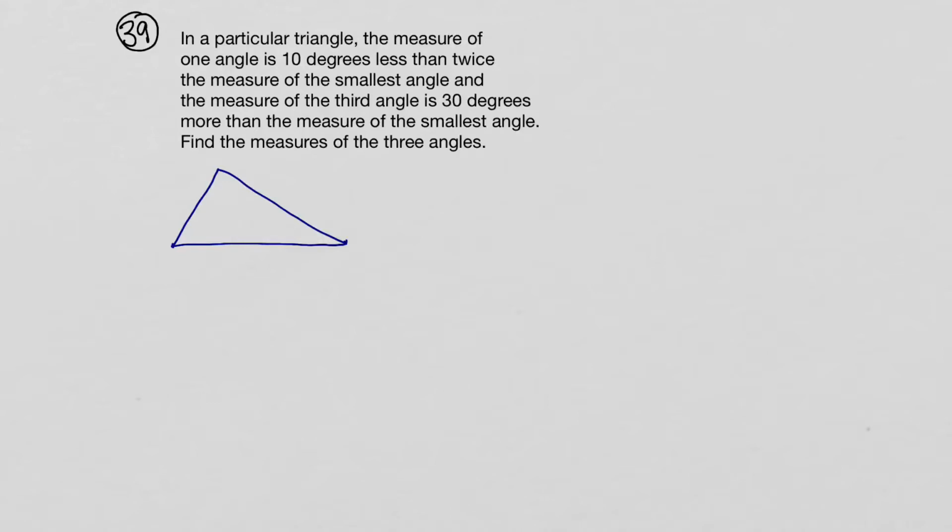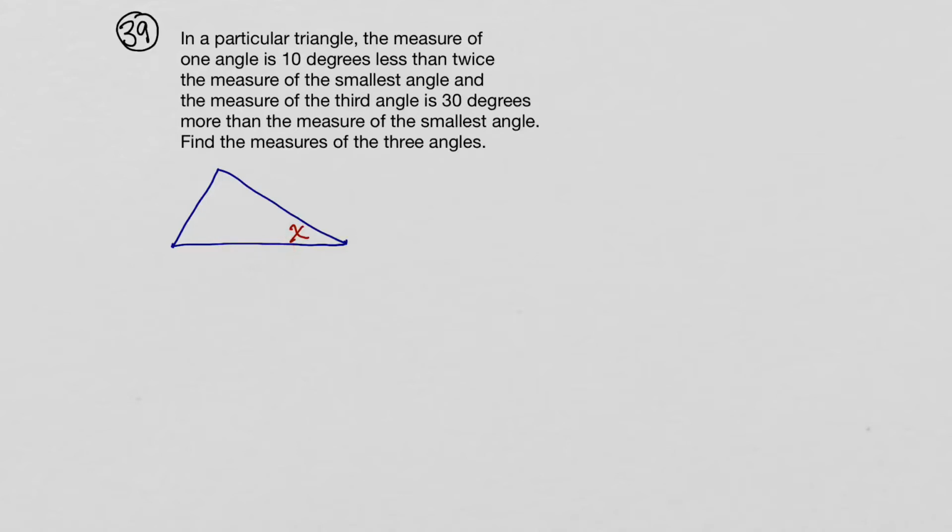Now, it doesn't really matter which one we label. I'll label this one because it looks the smallest. And then what we know from this statement is that one of these other angles, this one or this one, is 10 degrees less than twice this one. So let's label that. Maybe we can do it with this angle right here. This one is going to be 10 degrees less than twice that.